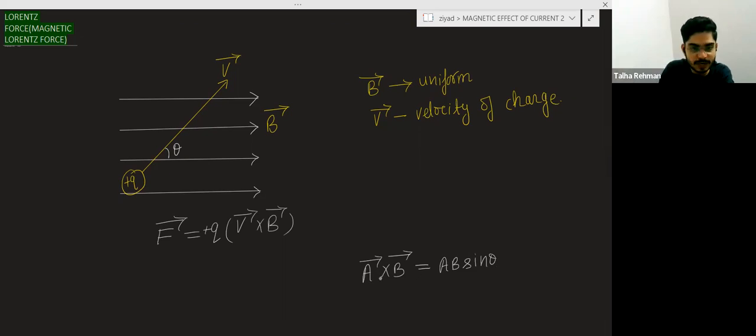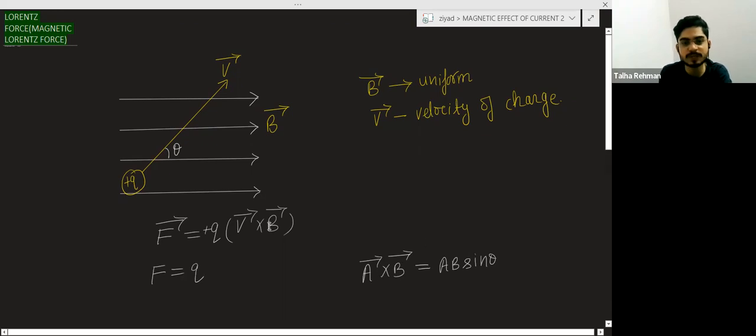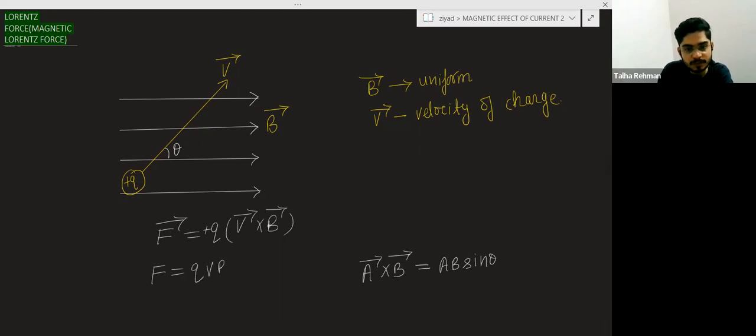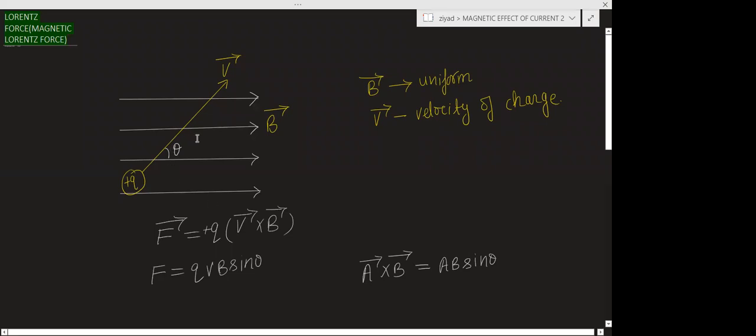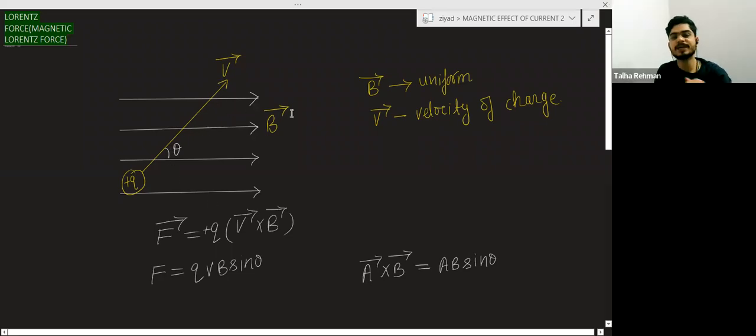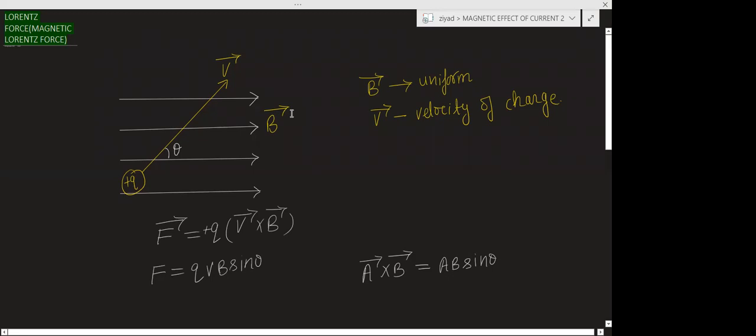In the same way, you can write the force here, this q. When you open this cross product, this will become q v B sine theta. And what is theta? Theta is the angle between the velocity vector and the magnetic field. So in this case, the vector is involved.